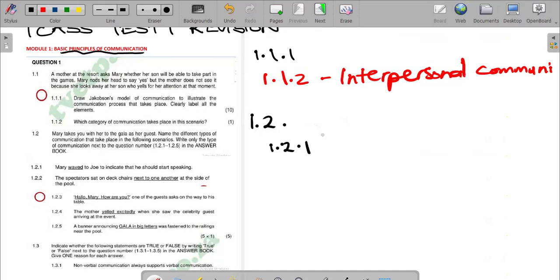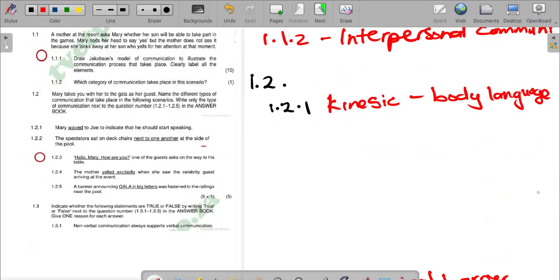1.2.1. Mary waved to Joe to indicate that he should start talking. The waving is what you call kinesis, or body language, or non-verbal communication. She used body language to communicate to Joe.